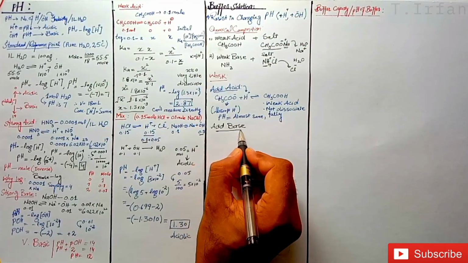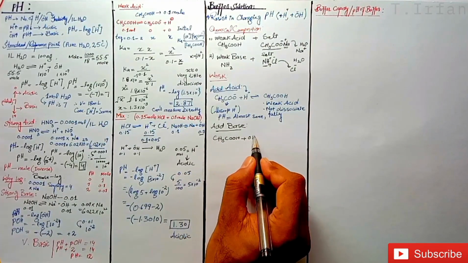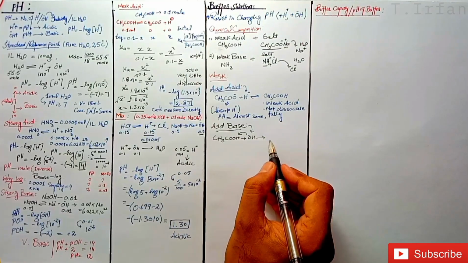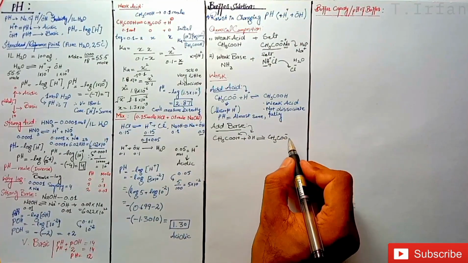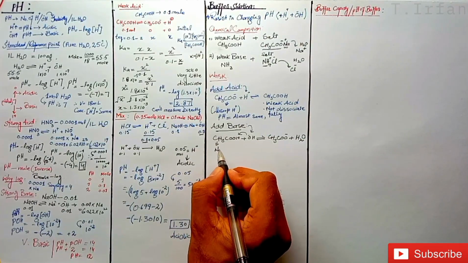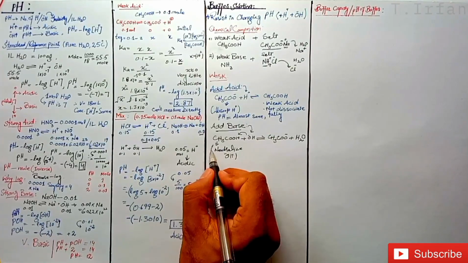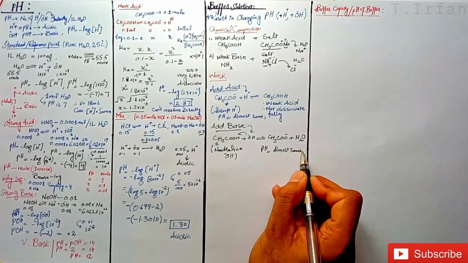And when we add base in buffer solution, base gives hydroxyl ion which can disturb pH. But buffer solution contains weak acid. Hydroxyl ion extracts proton from weak acid and forms water and acetate ion. So we can say that the weak acid of the buffer solution neutralizes the effect of the hydroxyl ion and keeps the pH almost the same.